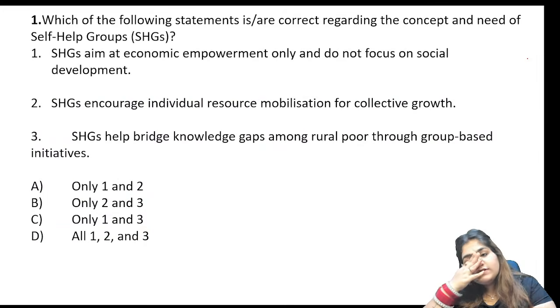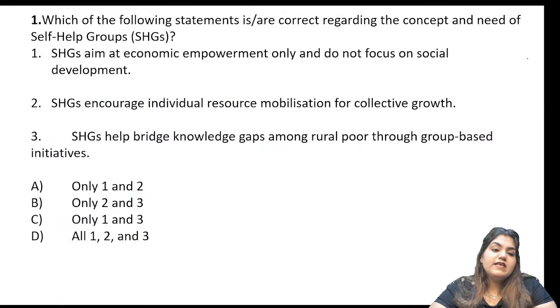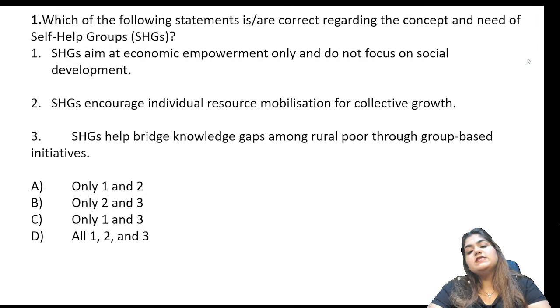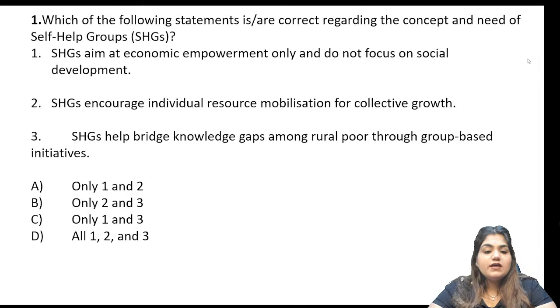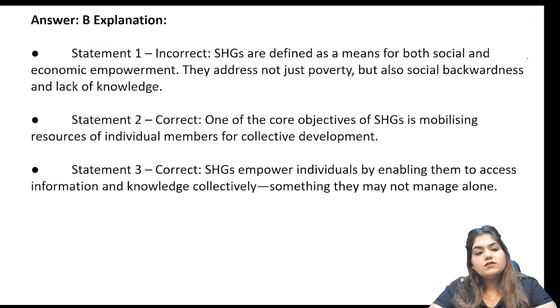Which of the following statements are correct? Self-help groups aim at economic empowerment only and do not focus on social development. This is incorrect. The basic target is social development. Statement number 1 is incorrect. 2 and 3 are correct. B is the correct answer.